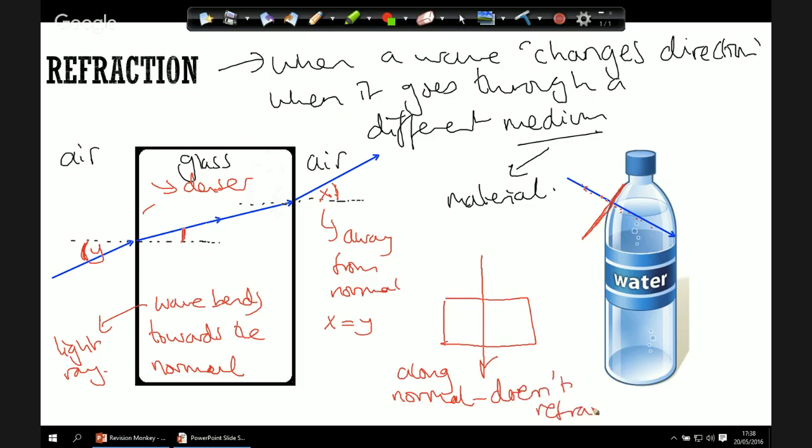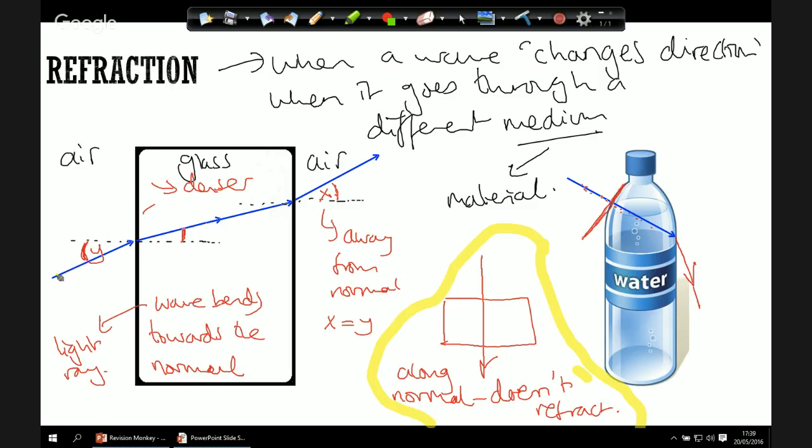And it doesn't change direction. So just bear that in mind. And in this particular question, you were asked to finish off the ray diagram, and you would have had the light ray coming out down here. So bear that in mind. That comes up quite a lot, that if the light is traveling along the normal, it doesn't refract.